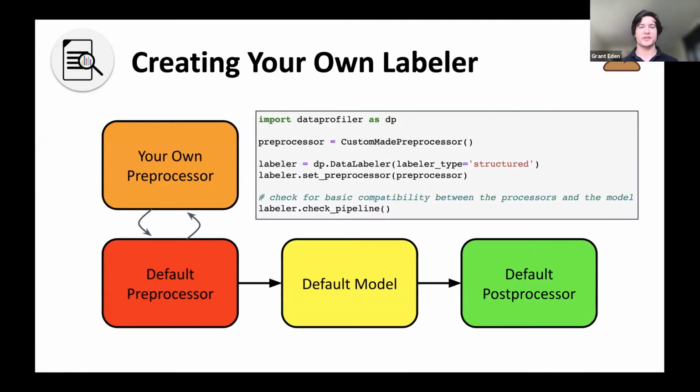And so you can create your own labeler by switching out any of the default preprocessors or default models or default post-processors as you'd like. And there's options. The default preprocessors and models and post-processors all have options to set as well. So if you want to change certain features about the preprocessor, model, or post-processor, you can do that, or you could create your own, or you could even create your own class of preprocessor by inheriting our base classes and go from there. And then you can check the pipeline to make sure it all works together.